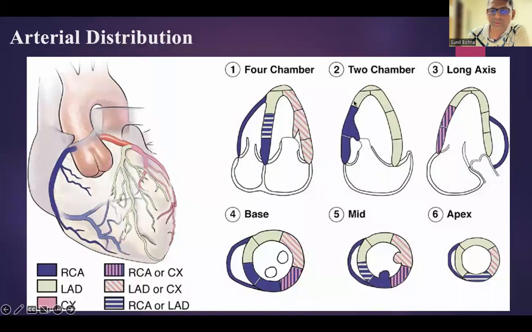In the 2-chamber view, you can see the whole of the anterior wall is supplied by the LAD, and the apical inferior segment is supplied by the LAD, whereas the basal and the mid inferior segments are supplied by the right coronary artery. In the 3-chamber view, again, the anterior septum and then the apical anterior wall and the apical inferior wall is supplied by the LAD, whereas the lateral wall is supplied by either the RCA or the LCX. And similarly, the basal segments and then the apical segments in the short axis.